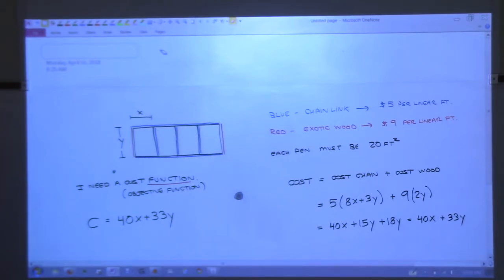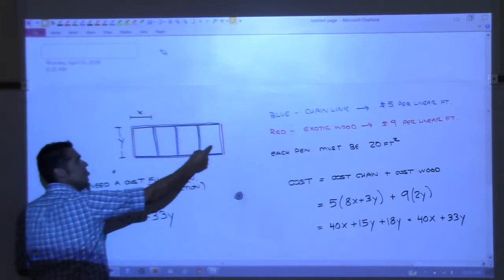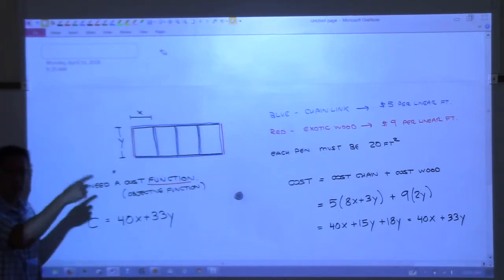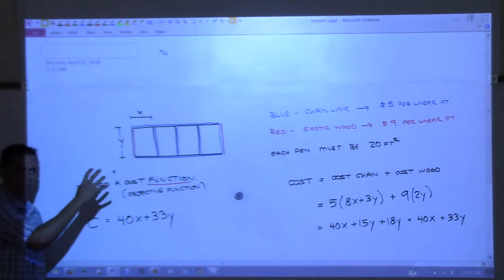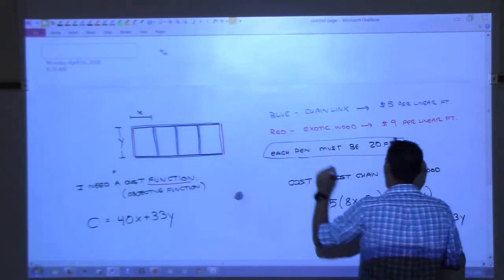There's something we haven't used, though. There's a piece of information in here we haven't used. The 20 square feet. I can't just arbitrarily build this thing. I have to have each of these be 20 square feet. So let's write that idea down mathematically. What does it mean? This piece right here. What does that mean mathematically?